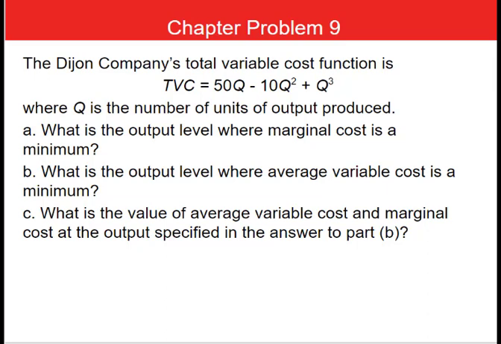Question A. What is the output level where marginal cost is minimum? Question B. What is the output level where average variable cost is minimum? Question C. What is the value of average variable cost and marginal cost at the output specified in the answer to part B? To answer this question, you need to derive marginal cost and average variable cost. Let's move on. Let's tackle question A.